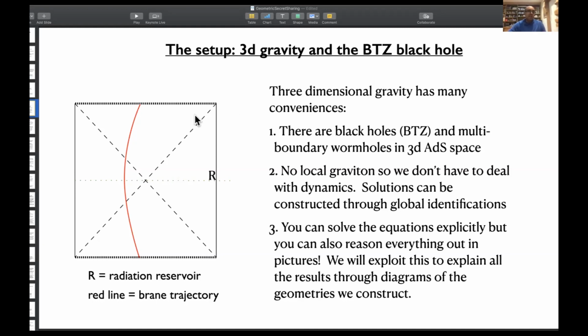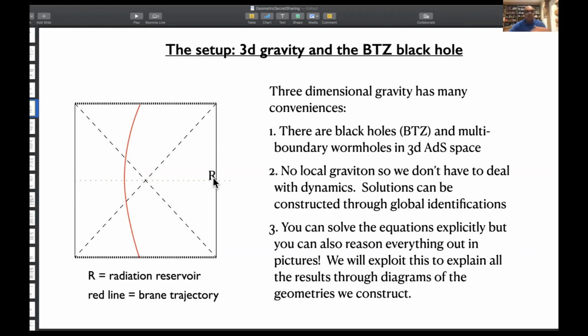Here is the eternal BTZ black hole. It's our familiar Penrose diagram, you know, past singularity, future singularity. This is one asymptotic region. This is another asymptotic region. As you well know, this geometry can be interpreted as a wormhole between 2 asymptotically AdS regions. This dotted green line here is the equal time section.